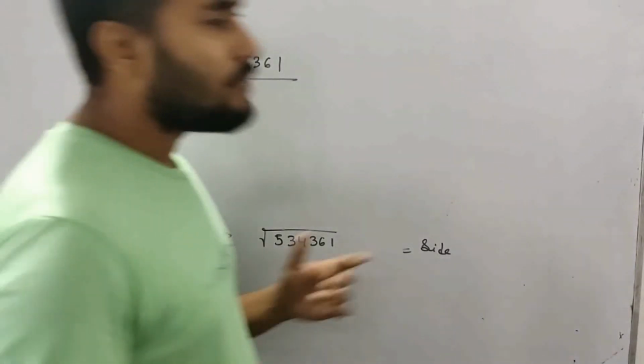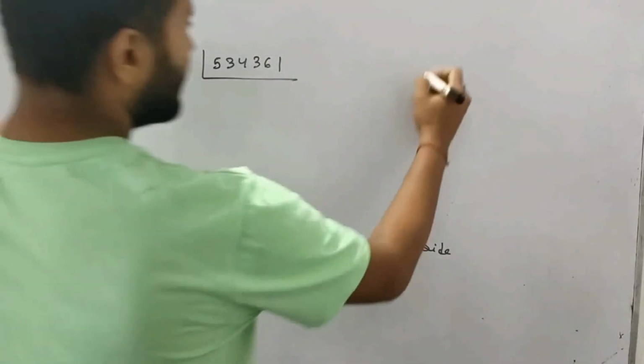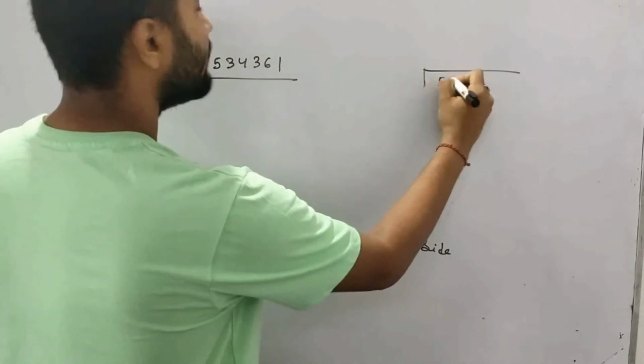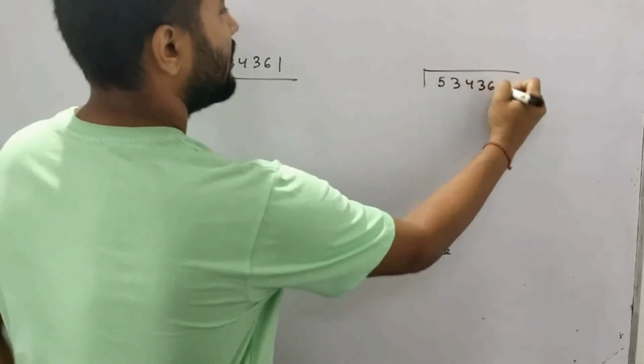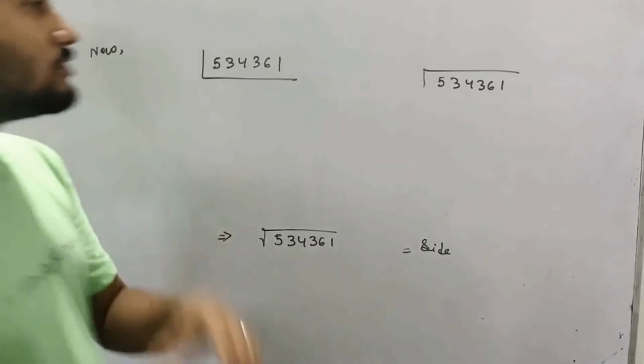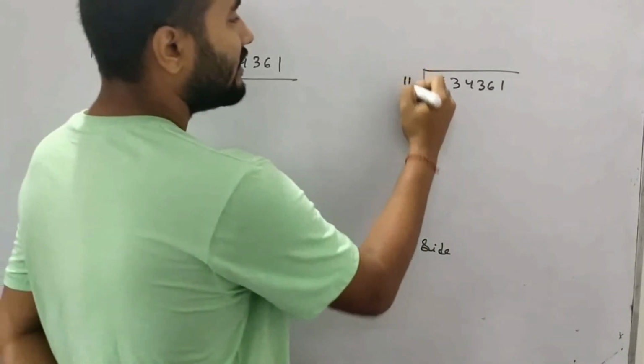So the next prime number is what? Next prime number is 11. So we will check by 11. Now since 11 is a huge number, you divide, okay? Then mistake will not happen. You divide it. This part you will do as your homework, okay? Just I am showing. You will find by 11.